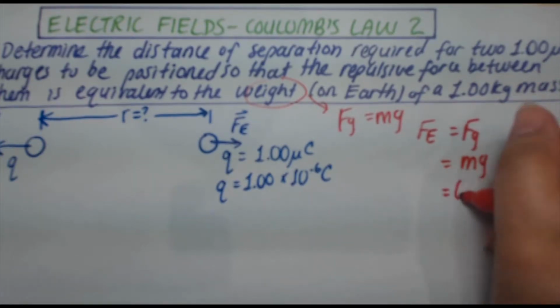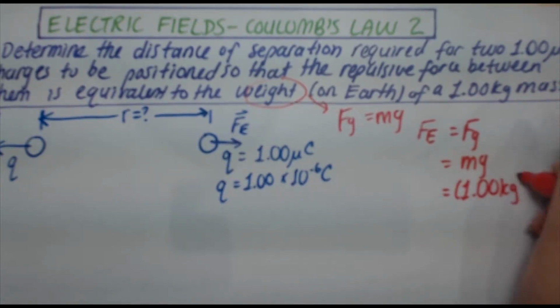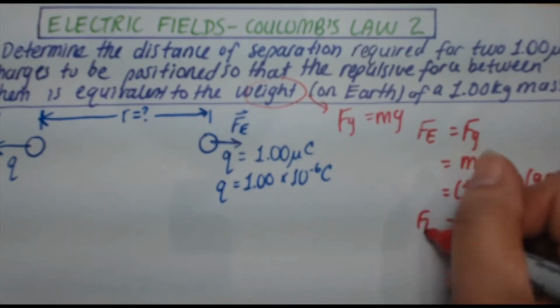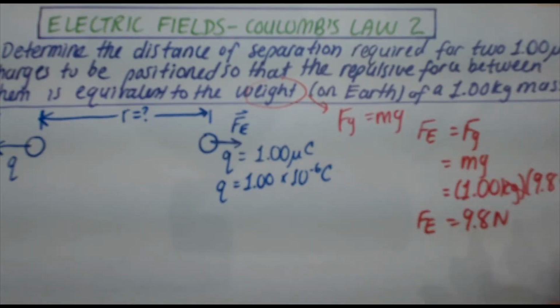So the mass is 1 kilogram, and my g is 9.8 newtons per kilogram. So my kilograms cancel, and I'm left with 9.8 newtons. So my electric force has to have magnitude 9.8 newtons.